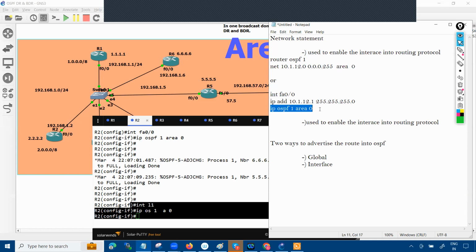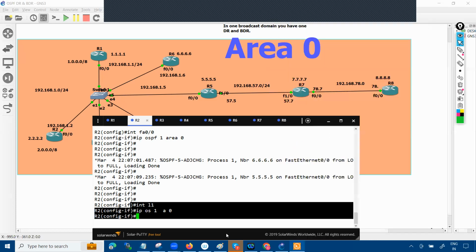IP OSPF 1, is the 1 the router ID, right? OSPF 1 is a process ID. Sorry, yeah, process ID. Okay. No problem. That's fine. Got it now. Right. Okay. Good. That's absolutely fine. Thank you so much.